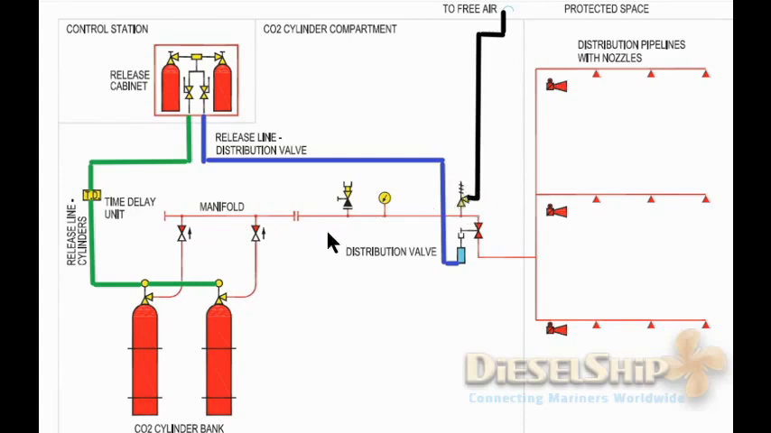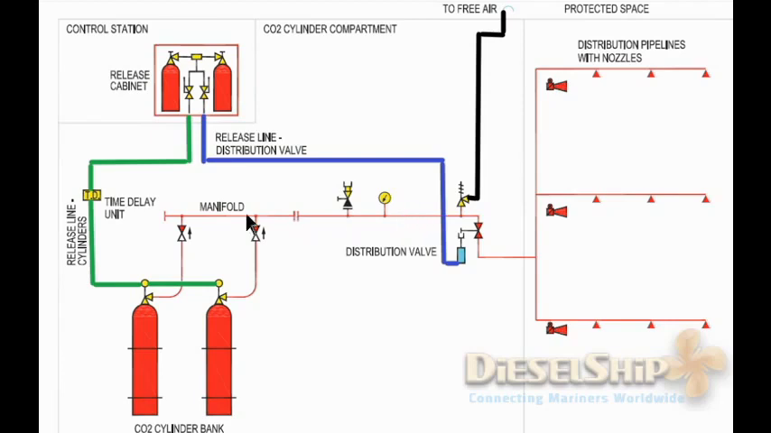Let's say you have released the CO2 and for some reason the distribution valve on the main manifold has not opened. The line has to be protected against damage. So the relief valve will lift and the CO2 will go outside the CO2 room to the free atmosphere. And the recent generation ships, the modern ships, have a pressure switch over here.